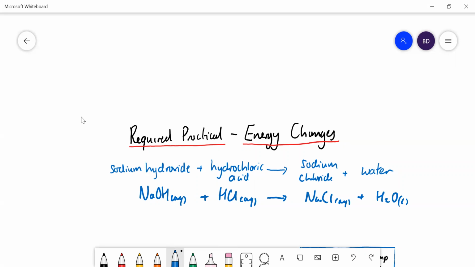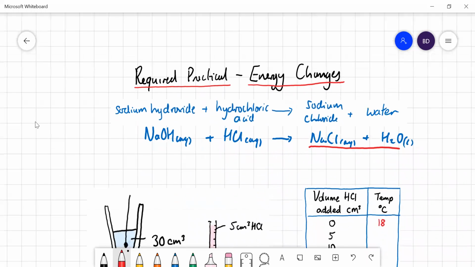Okay, and that's exothermic. So what happens is the temperature of the solutions is going to rise because the chemical energy is going to be converted from the chemical energy store into the thermal energy store. So you can see the chemical energy of the products is going to be lower than that of the starting materials, the reactants. Okay, so how is this done?